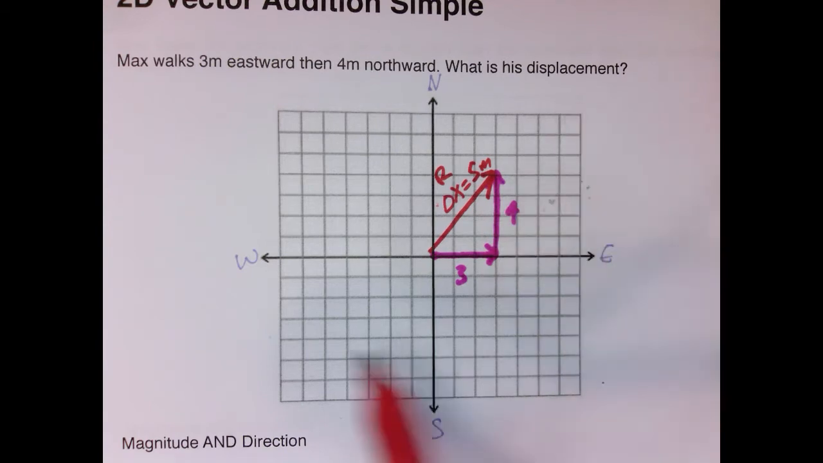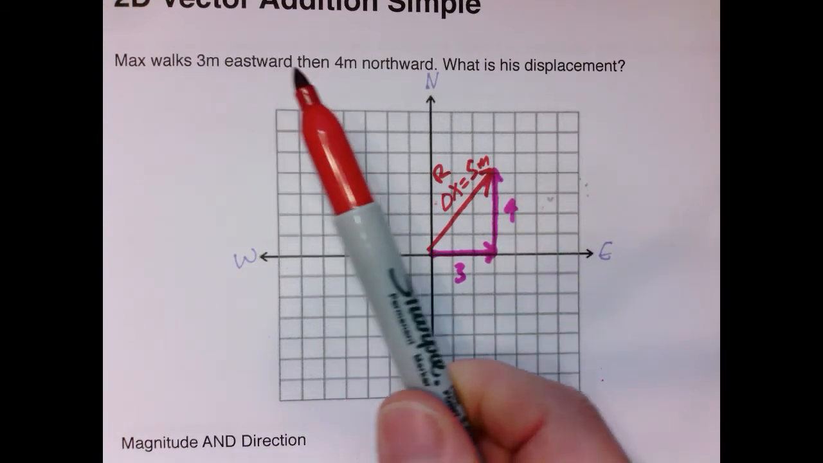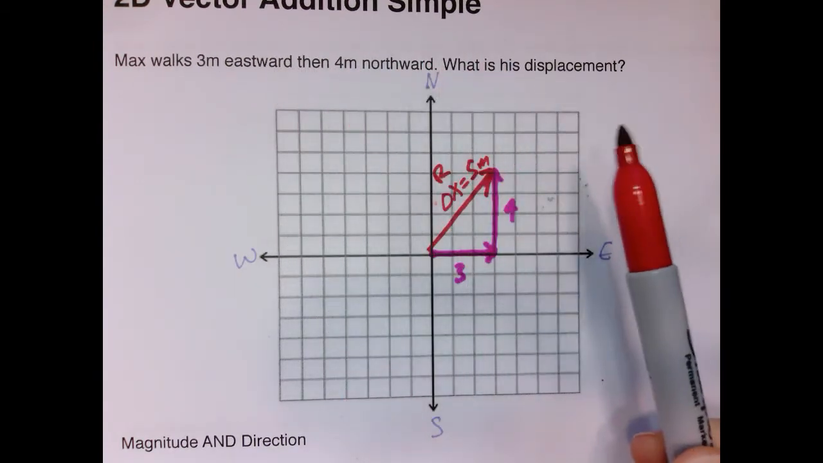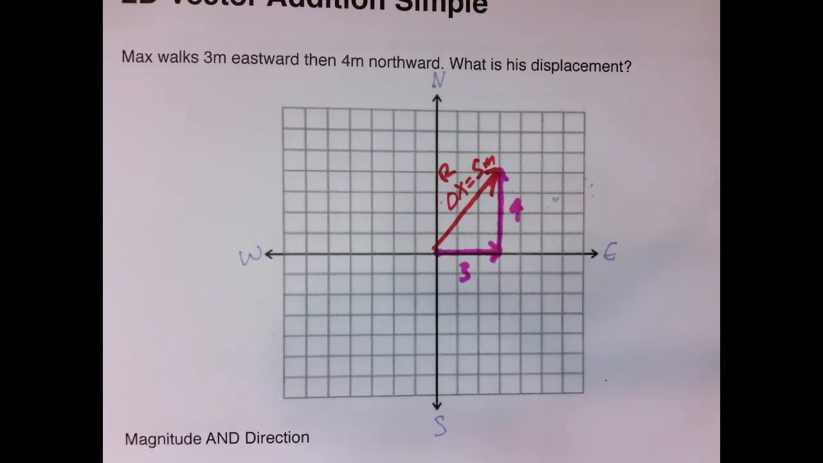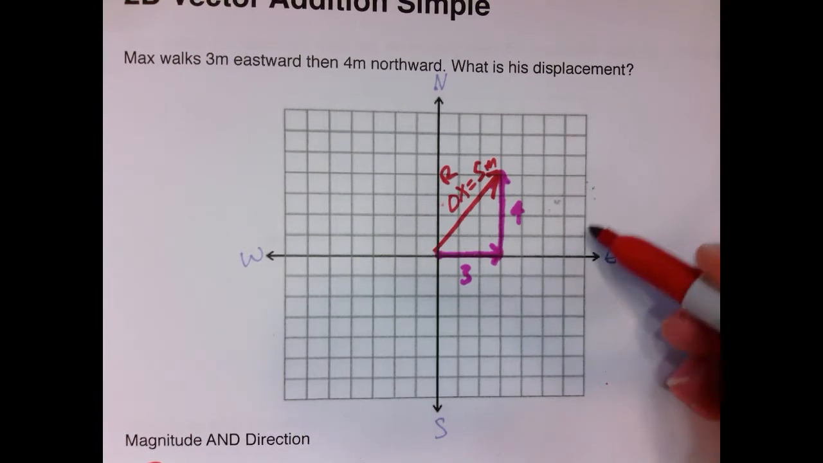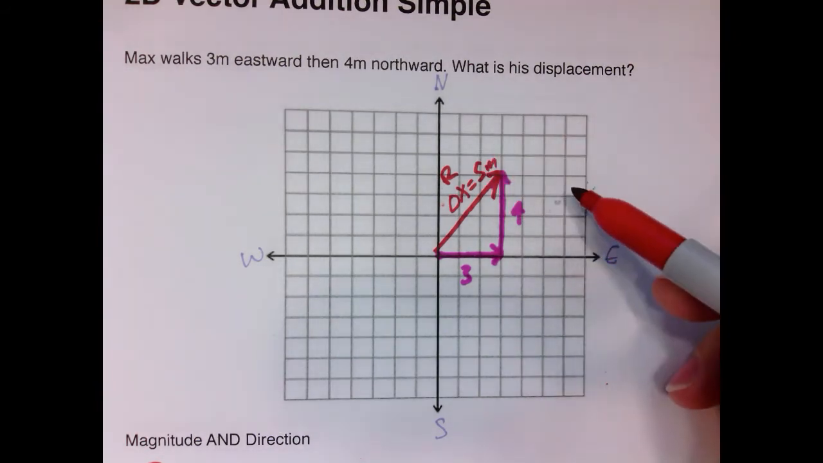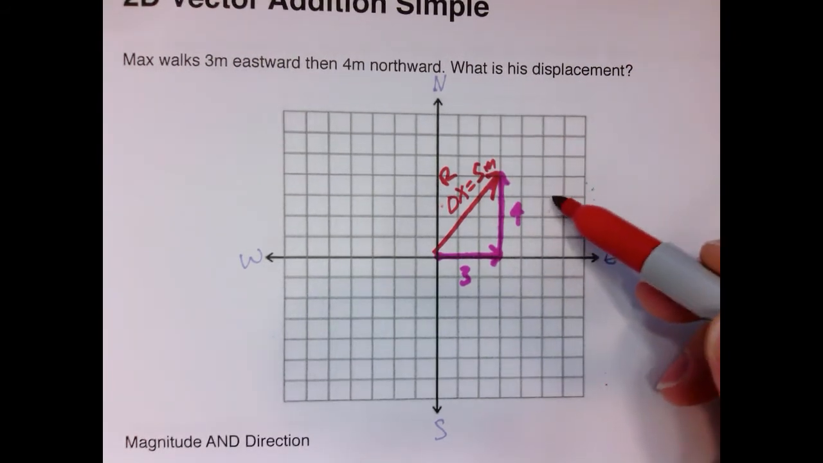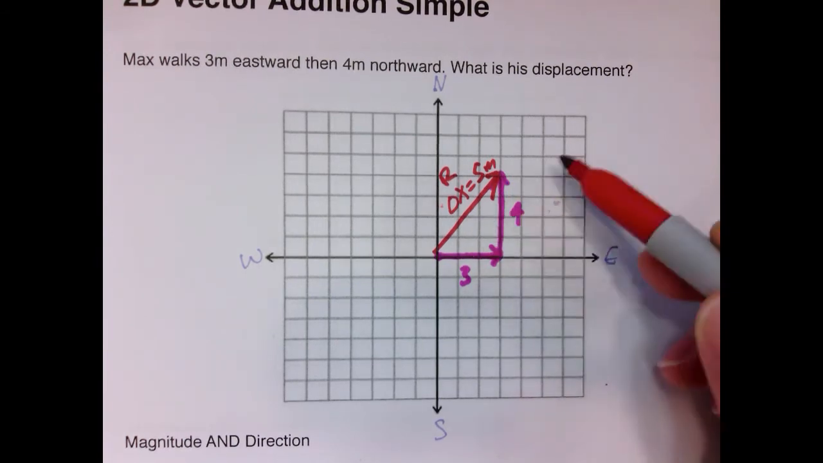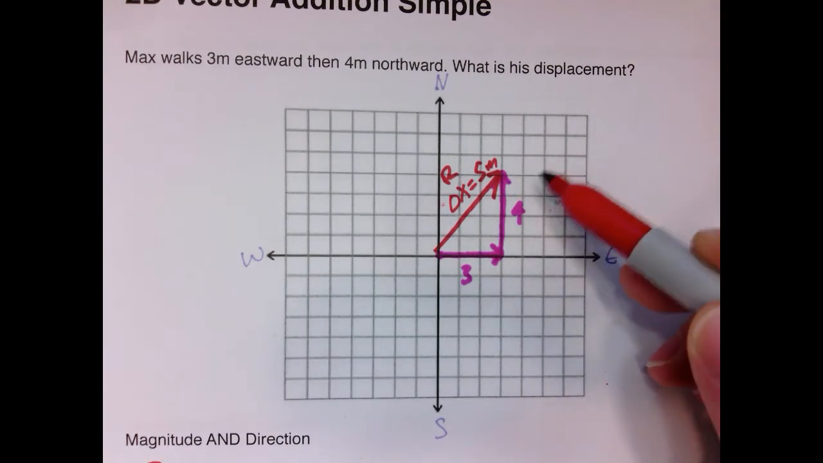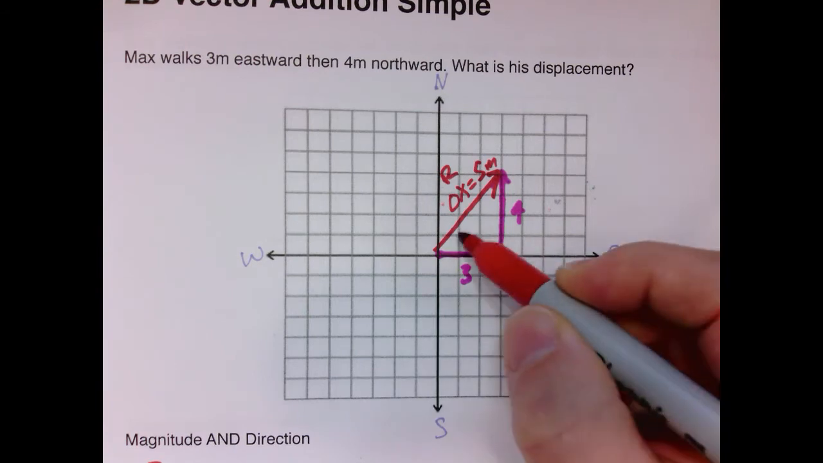Now, what's interesting here is that we have Max 3 meters east, then 4 meters north. What's his displacement? Well, displacement is a vector. And vectors have a magnitude, which in this case is 5 meters, and a direction. Many students think that it's okay to just say northeast. Northeast implies a perfect 45-degree angle. So we would never say northeast. We actually need to find this angle.